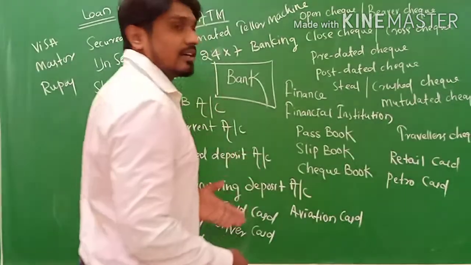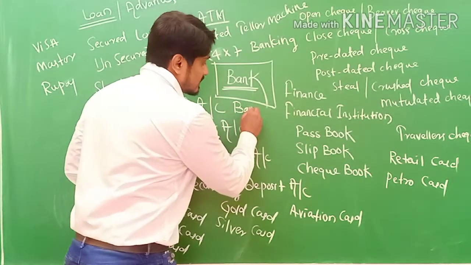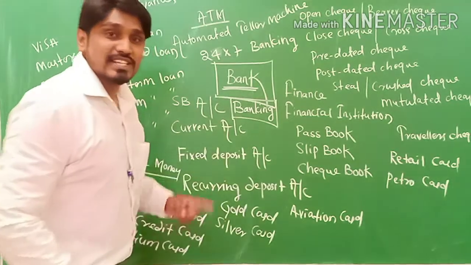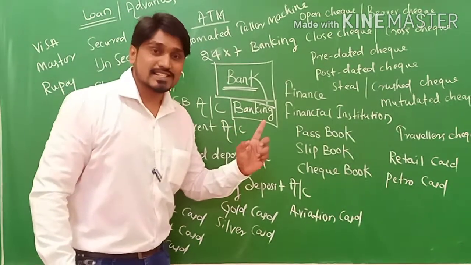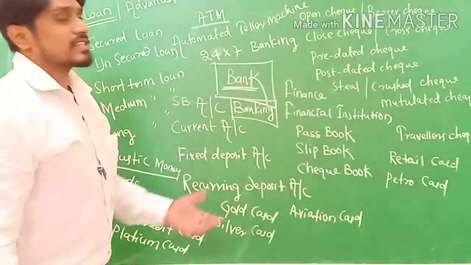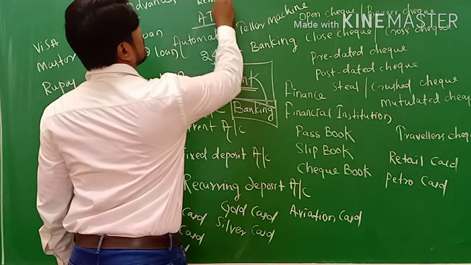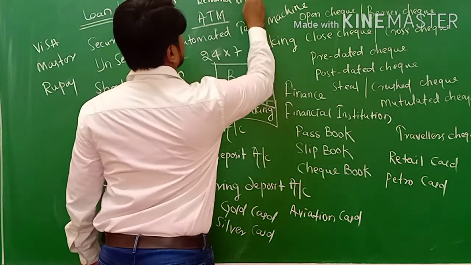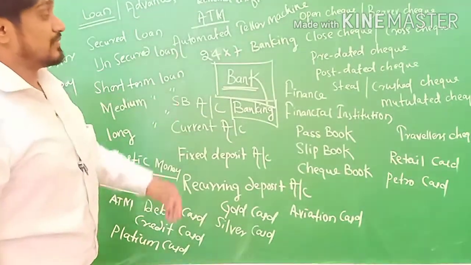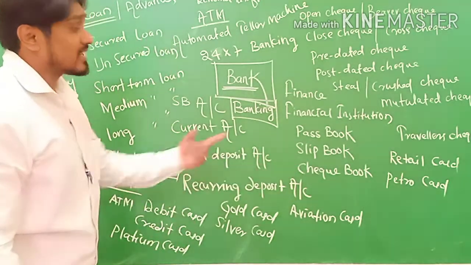See, the bank. Three words I want to explain to you. Banking means services. Banking is services provided by the bank. There are so many services, such as the demand draft, DD. Checkbook is a service, demand draft is a service, passbook is a service, slipbook is a service.